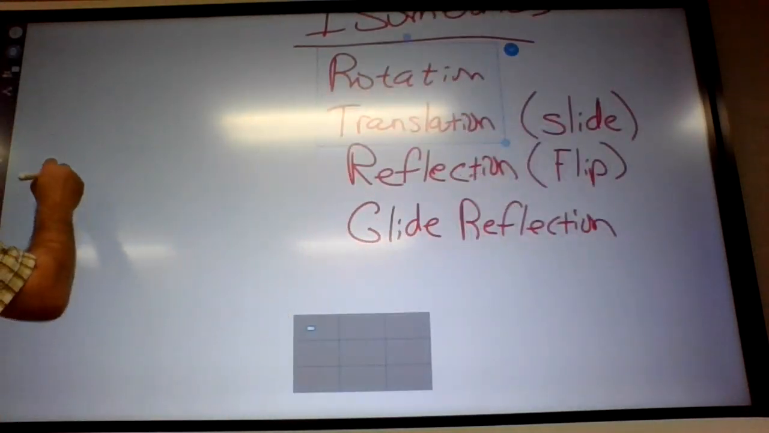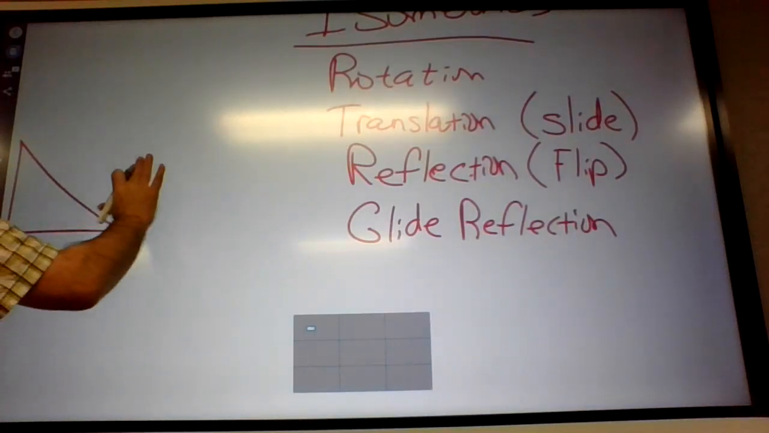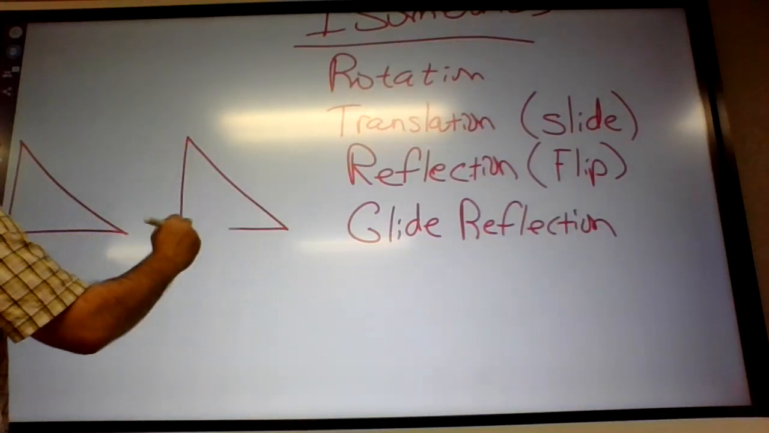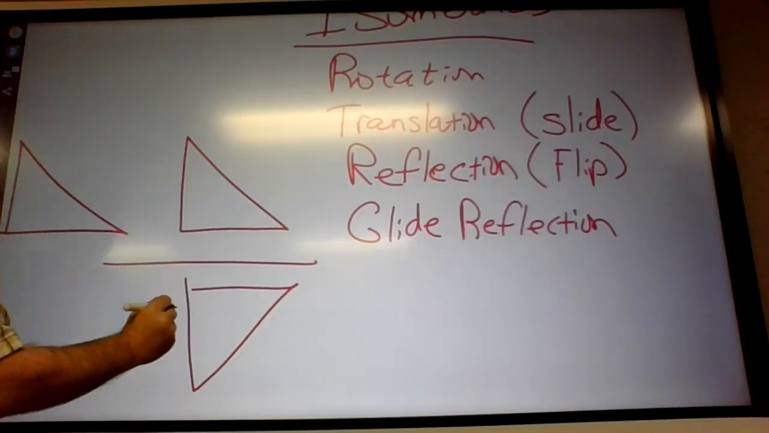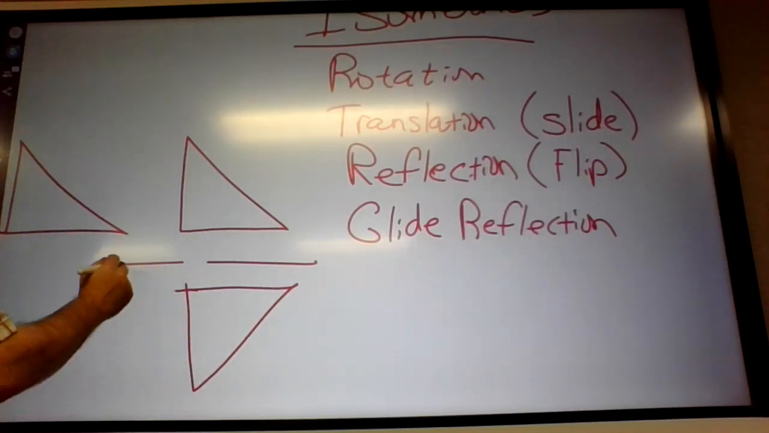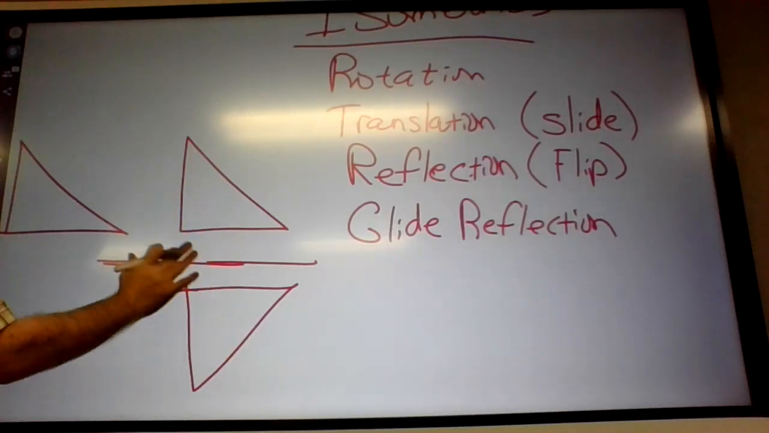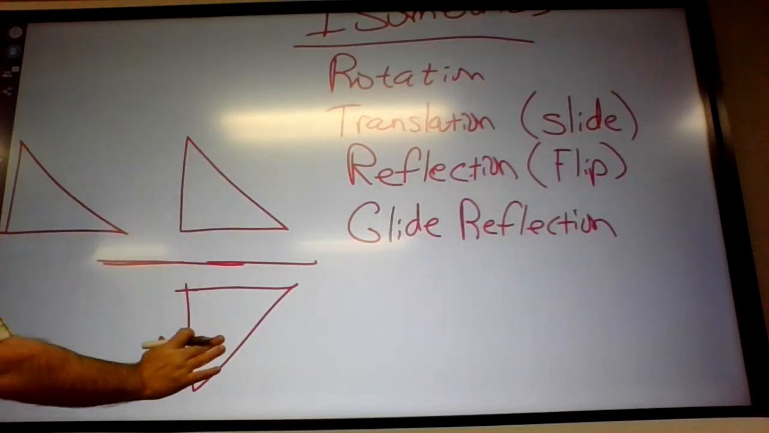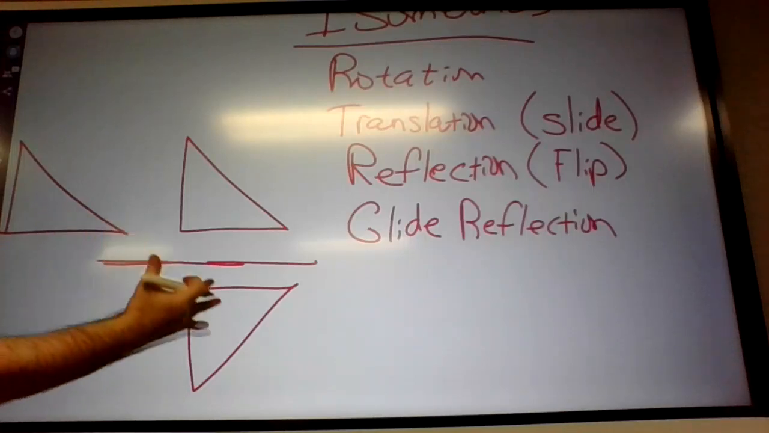So, for example, if I have this image and I translate it, it moves over here. And then if I flip it over this line, it would go down to here. So it's just a translation followed by a reflection. Glide reflection is still an isometry because it's still the same shape and size.